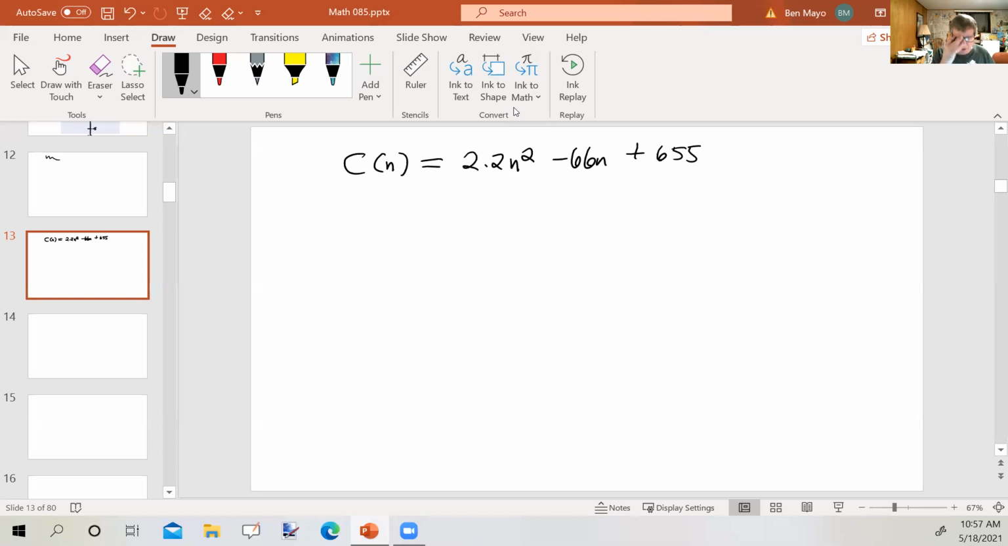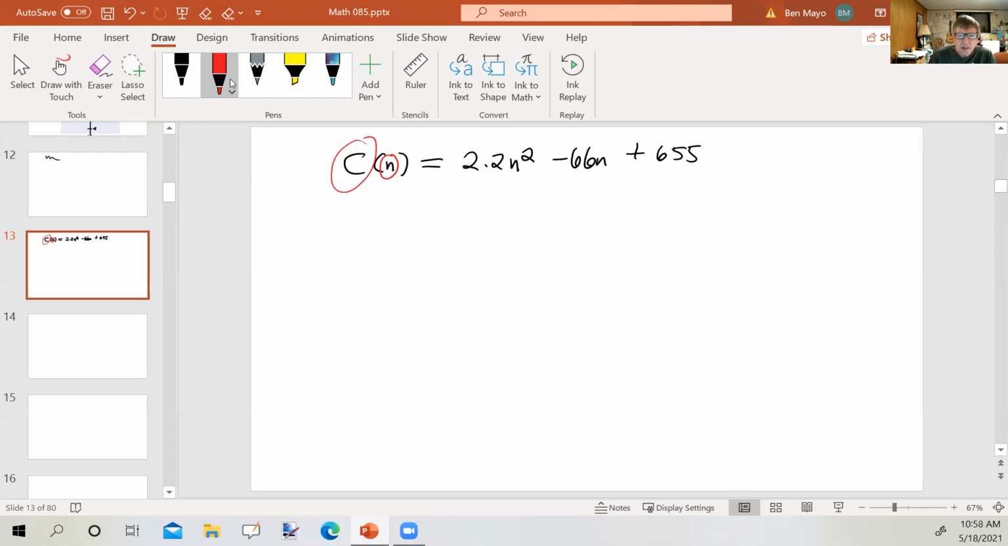All right, let me read the problem to you again. It says the cost C in dollars, so that's the dollars, of operating a certain concrete cutting machine is related to the number of minutes n. So our input is the number of minutes, the output is the cost, according to this function. For what number of minutes, so that would be n, is the cost of running the machine a minimum? And what is the minimum cost?